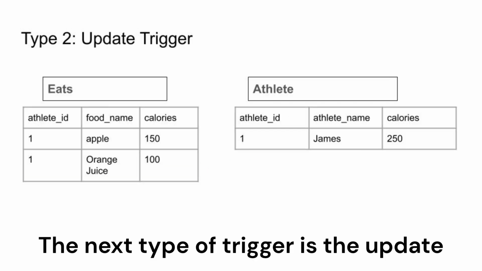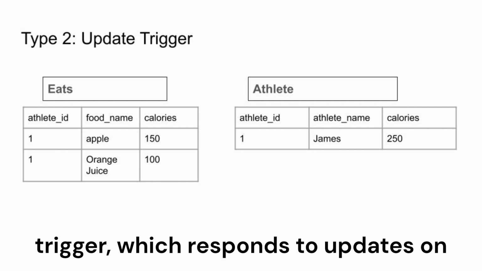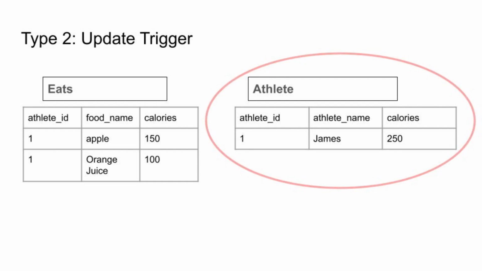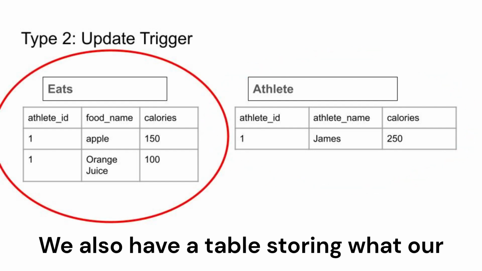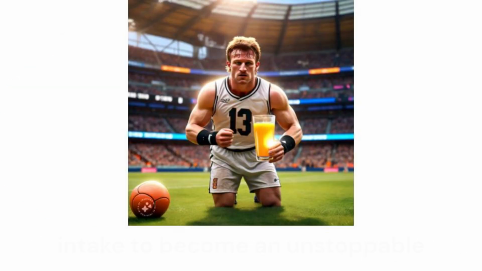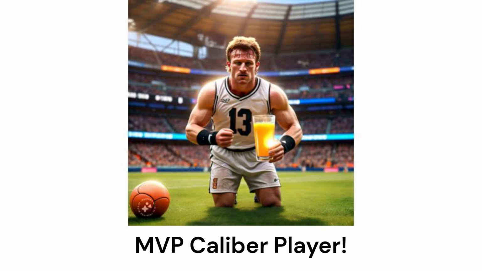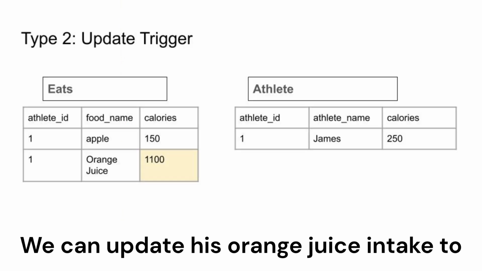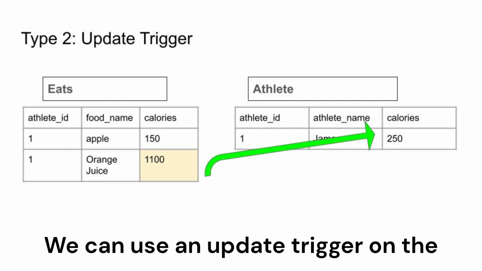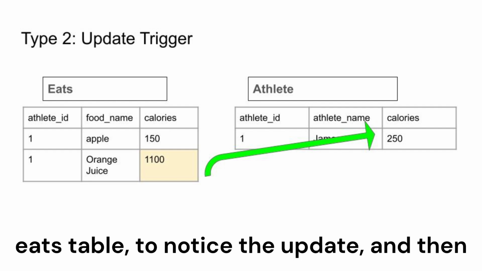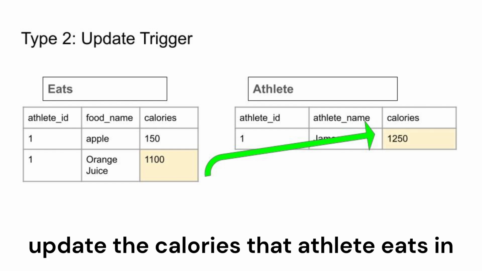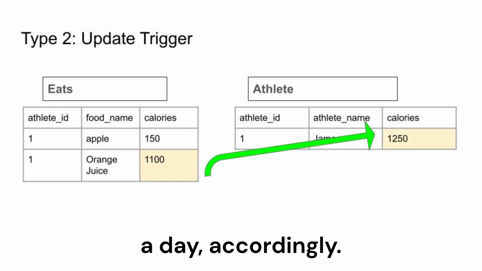The next type of trigger is the update trigger, which responds to updates on values in a table. Here, we have a table of athletes. We also have a table storing what our athletes eat. Let's say James increases his orange juice intake to become an unstoppable MVP caliber player. We can update his orange juice intake to 1,100 calories per day. We can use an update trigger on the eats table to notice the update and then have a SQL statement in the trigger to update the calories that athlete eats in a day, accordingly.